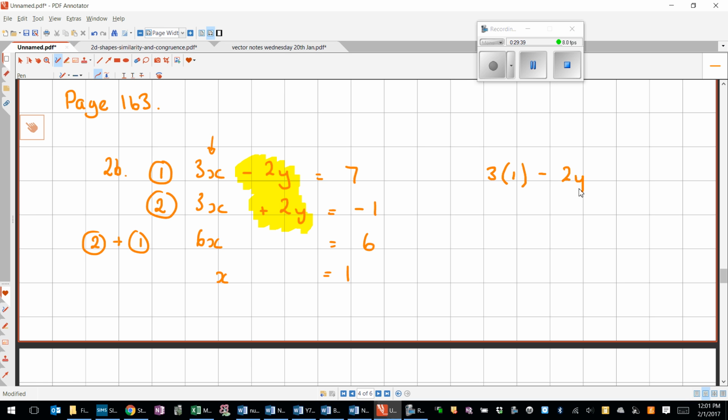So I'm using number 1. So that's 3 minus 2y equals 7. So minus 3 from each side, okay. So this is minus 2y equals 4. Divide by negative.